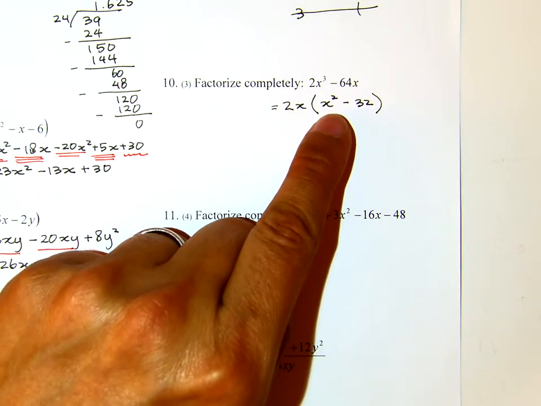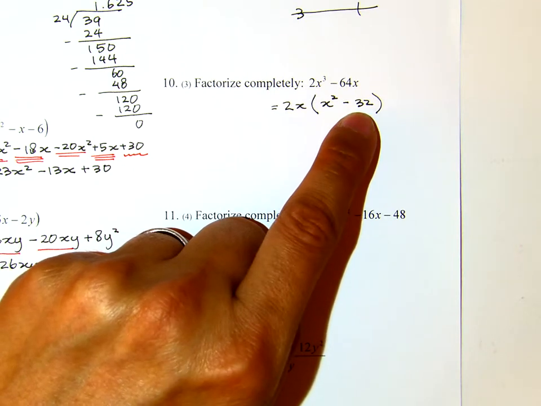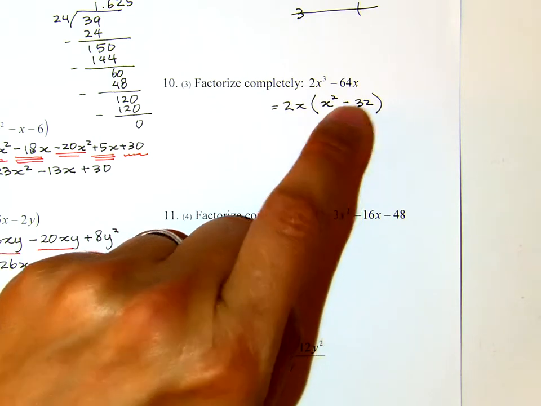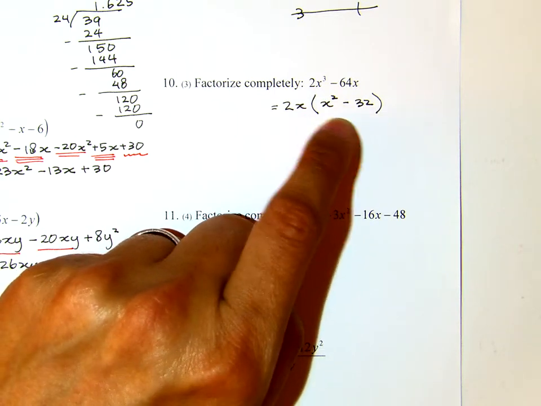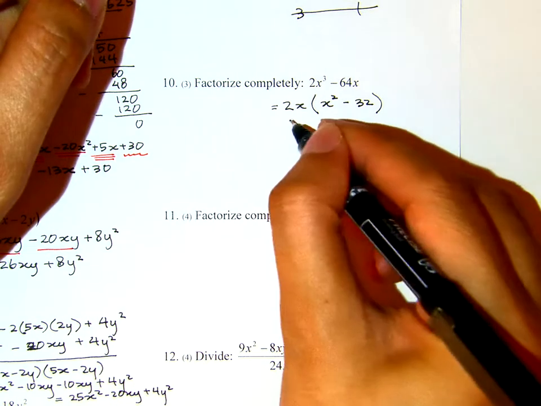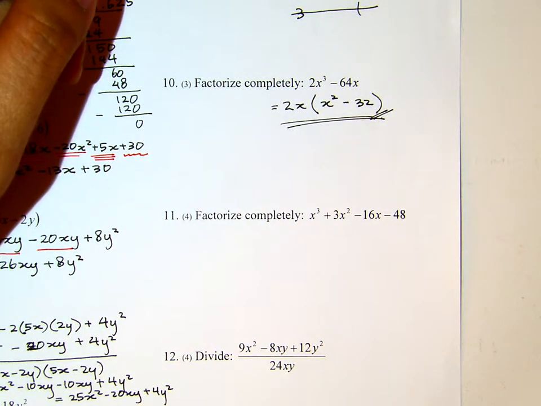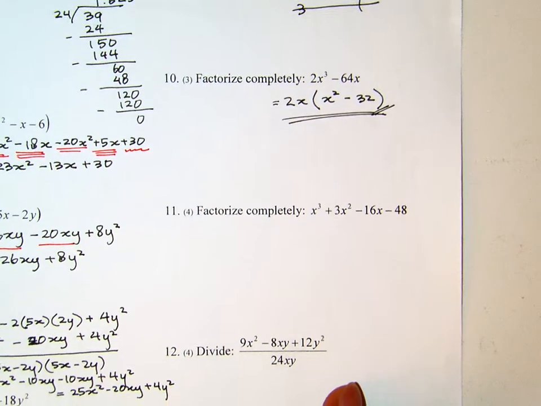Now, the thing is x squared is a square, but 32 is not a square. Okay? If this were, let's say, 16, then you can do difference of squares factoring. But this 32 is not a perfect square, so we cannot go further. This is the final answer. Okay, that's the furthest we can go.